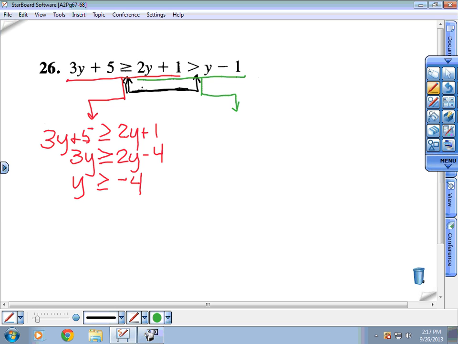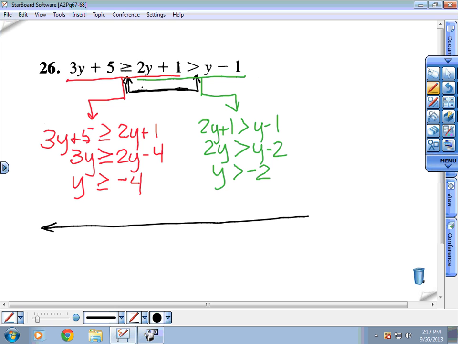Now on the green side, we have 2y plus 1 is greater than y minus 1. So over here, we're going to subtract 1 from both sides. Subtract 1y from both sides. And I still haven't done anything to flip the sign. And now I'm going to graph with my number line.